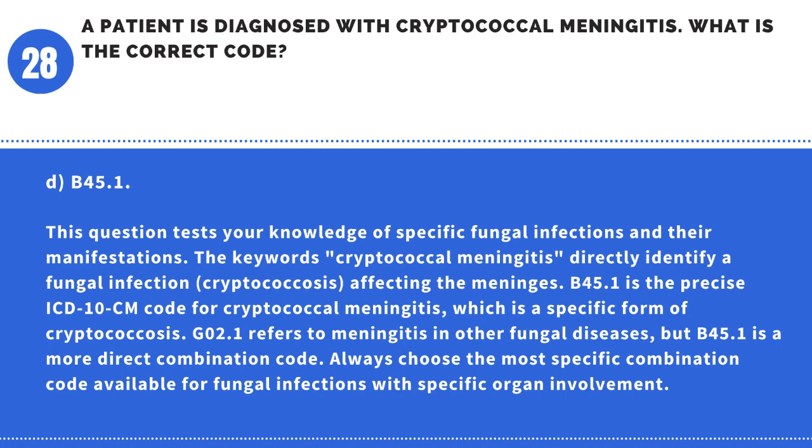B45.1. This question tests your knowledge of specific fungal infections and their manifestations. The keywords cryptococcal meningitis directly identify a fungal infection, cryptococcosis, affecting the meninges. B45.1 is the precise ICD-10-CM code for cryptococcal meningitis, which is a specific form of cryptococcosis. G02.1 refers to meningitis in other fungal diseases, but B45.1 is a more direct combination code. Always choose the most specific combination code available for fungal infections with specific organ involvement.